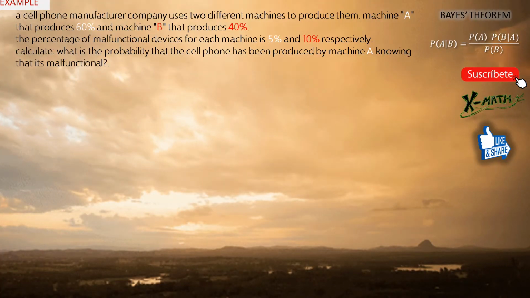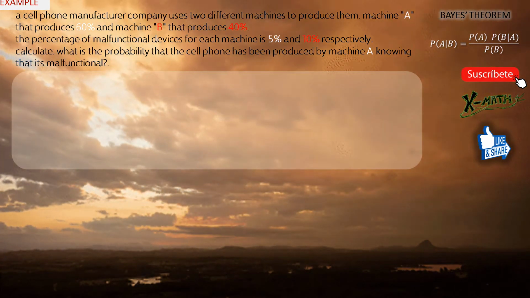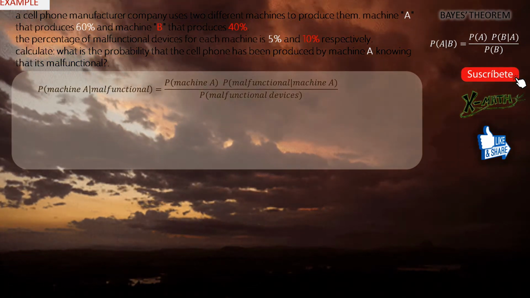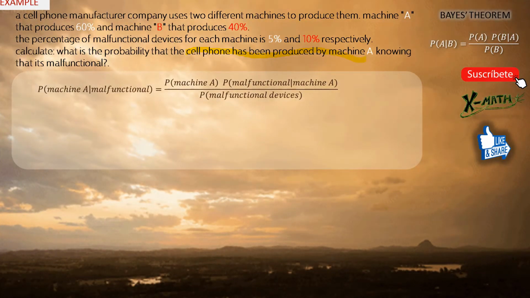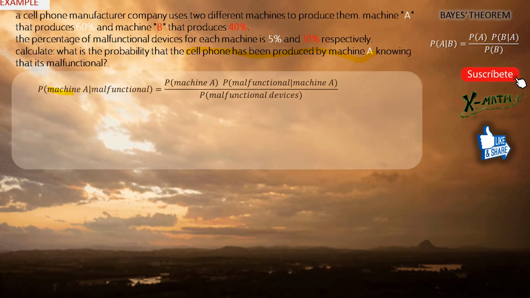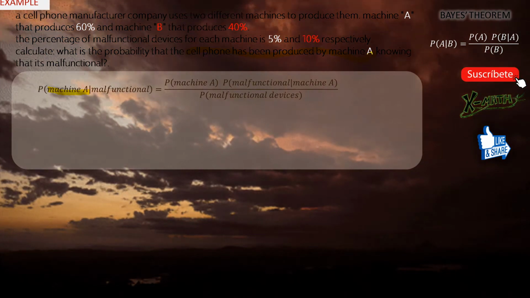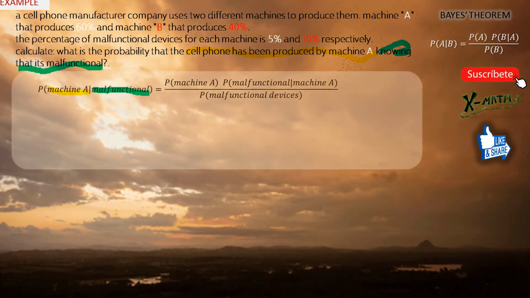knowing that it's malfunctional? Okay, well, first of all, let's see what's the information that we have regarding the Bayes theorem formula. The question says, what is the probability that the cell phone has been produced by machine A? So that's what we're gonna place on top because that's what we need to get. Then it says that we know that it's malfunctional, so malfunctional will go at the bottom.